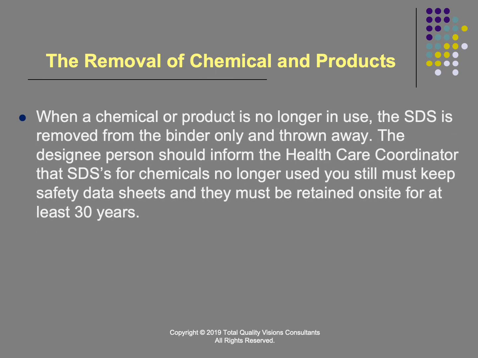When a chemical or product is no longer in use, the SDS is removed from the binder and thrown away. You share with the human resource manager the SDS for chemicals no longer used. You must still keep safety data sheets, and they must be retained for at least 30 years.